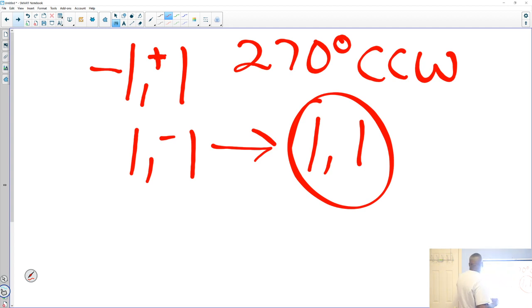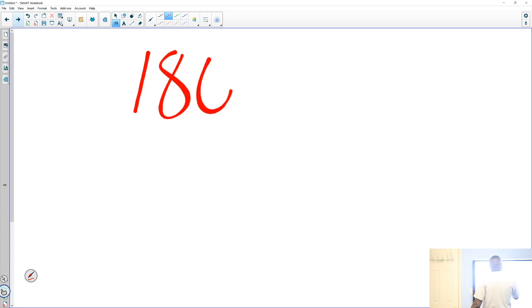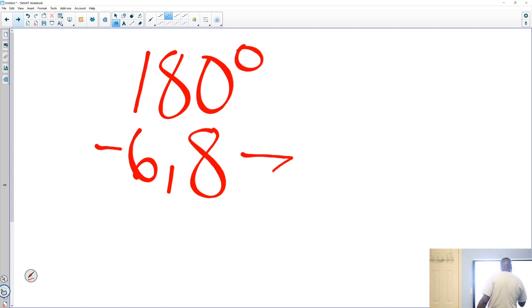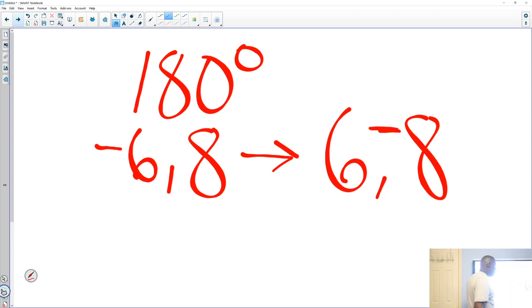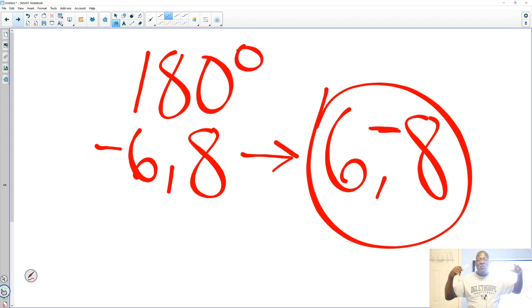Let's try one more. Let's do a 180 degree rotation. Suppose we got negative 6 and 8. Guess what? No flipping. I said not to flip, but I did say change both numbers. So your answer is going to be 6 and negative 8. That's your answer right there. 180 is kind of easy. You don't have to remember much. On the rotations of 90 degrees and 270, you have to remember all that flipping and then change the second number, change the first number. So that's why you have to take notes on this.